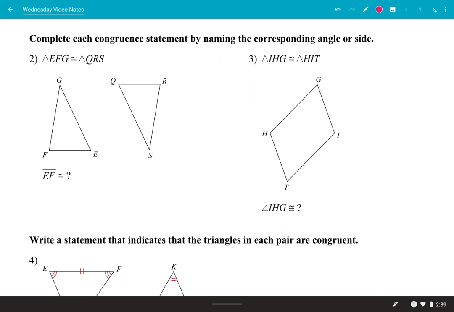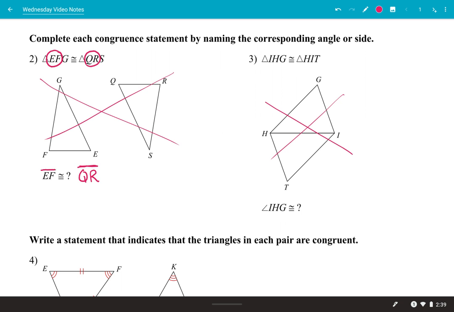So the next thing is, I like to look at just the congruent statement. I don't bother doing this one. Sometimes those can confuse you. So we want EF. We're going to look. EF is the first 2. So the other first 2 are going to be QR. Now, if you notice, the first one is a segment. We have to write segment above it.